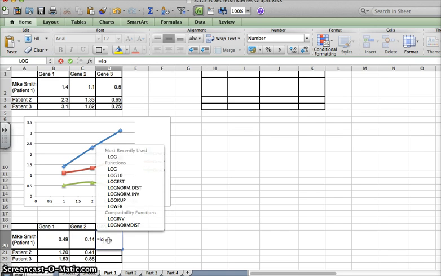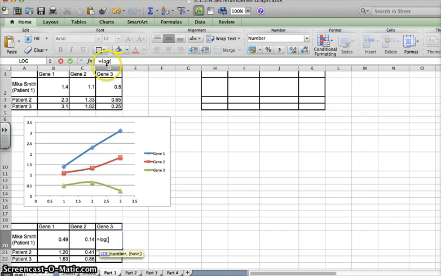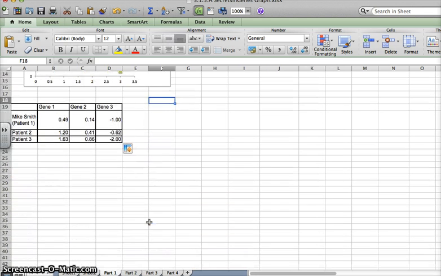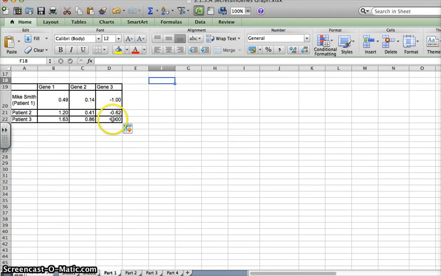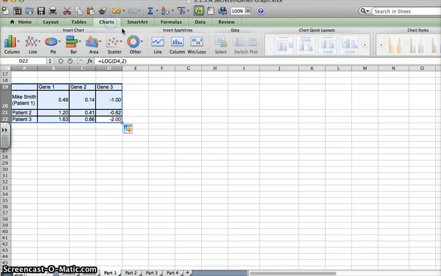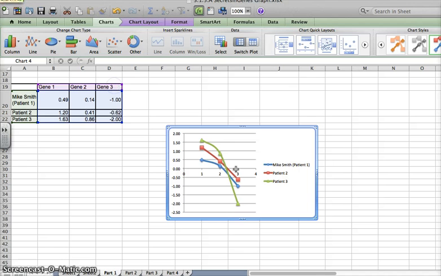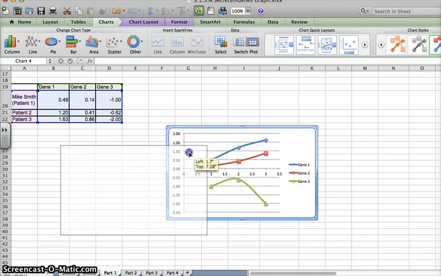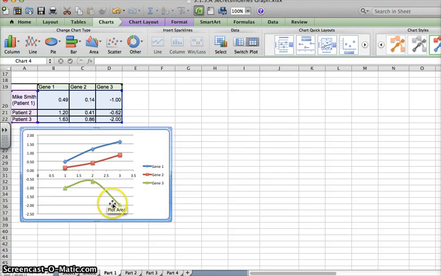Log, parenthesis, click here because we want to find the log of 0.5, base 2, parenthesis, -1, and then just go down, and we now have our gene expressions in log form. Now I'm going to highlight these, and I'm going to graph them again, just like we did the other one. So we're going to have two graphs. And again, we're going to have to change the axes. And there we go. We have our gene expression ratios as log base 2s.